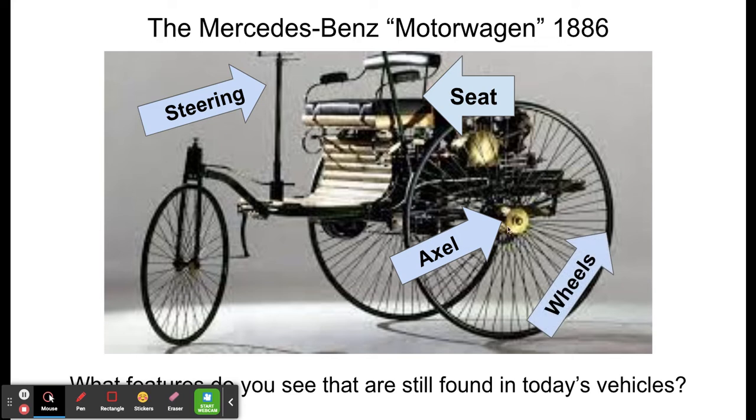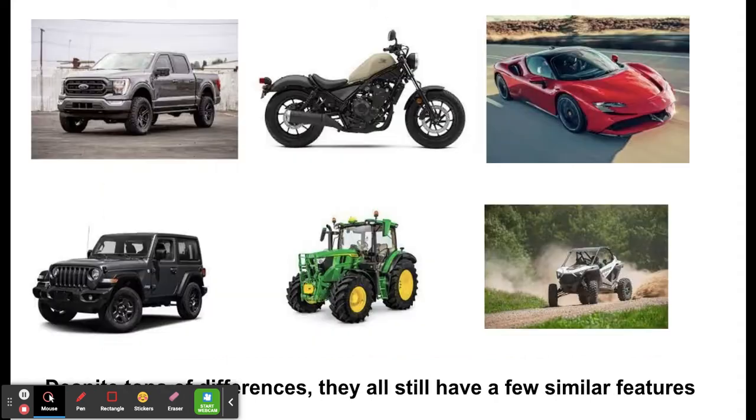And there's wheels. Now, this one has two in the back and one smaller one in the front, so that's different than most of the things we drive today. But the fact that there's wheels is still common in all of our motorized vehicles, at least until we get hover cars, right? So, looking at the motorized vehicles that have come from that first vehicle, you've got trucks, motorcycles, the Ferrari, the Jeep, the tractor, even these side by sides, and they all have different purposes, completely different purposes.